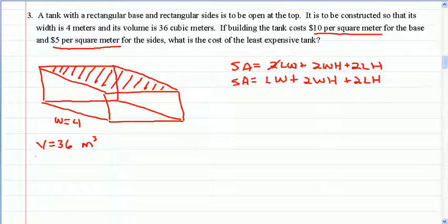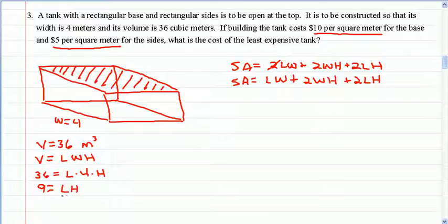So that's where this volume comes in. The volume of a tank is equal to length times width times height. So if I substitute 36 in for V, 4 in for W, and solve for length times height, I have 9 is equal to the length times the height. So you can solve for either the length or the height.